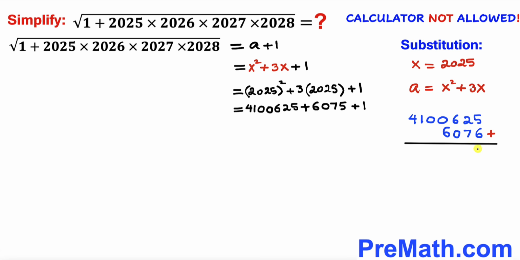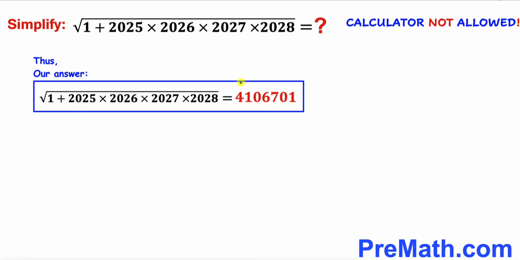If we add 5 and 6, that is going to give us 11. So 1 is here, 1 is carried over. So 3 plus 7 is going to give us 10, and 1 is carried over. This is going to become 7, 6, 0, 1, 4. So if we add all these numbers, we end up with 4,106,701. So thus, after all the calculations and manipulations, the value of this given radical expression turns out to be equal to 4,106,701. And that's our final answer.